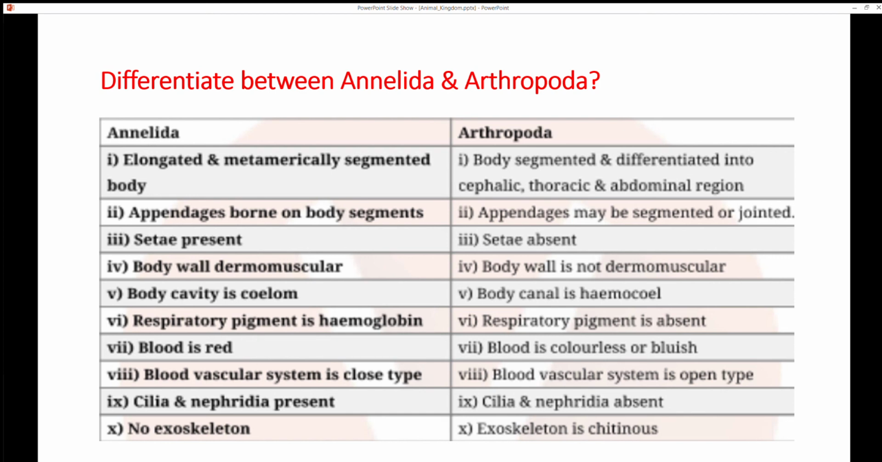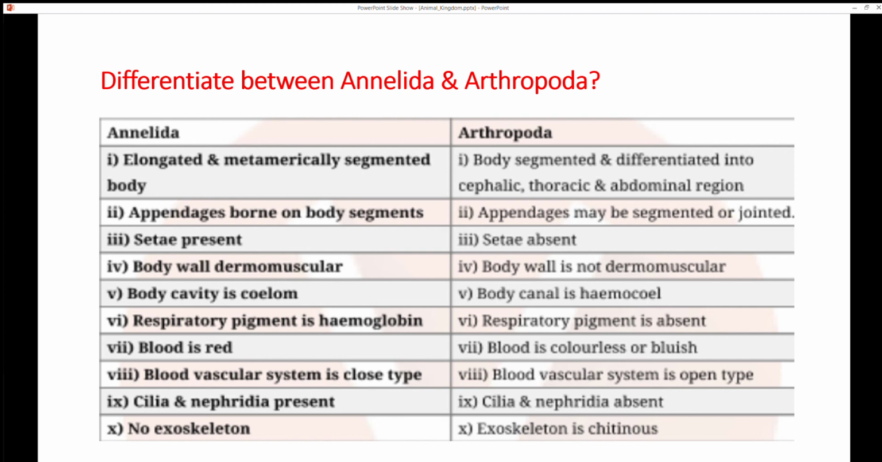So cilia and nephridia are absent in Arthropoda. For locomotion there will be no cilia. In Annelida there will be cilia and nephridia, but in Arthropoda it is not there. No cilia, no nephridia. Legs are there for everything.